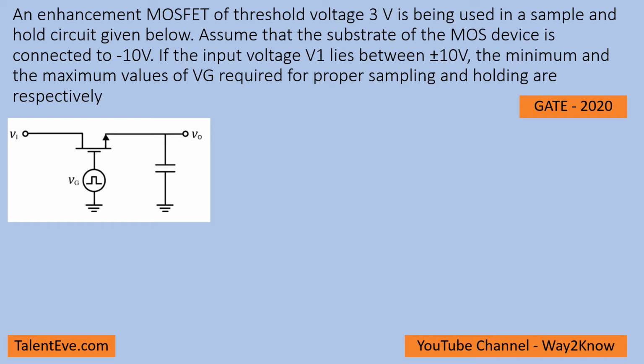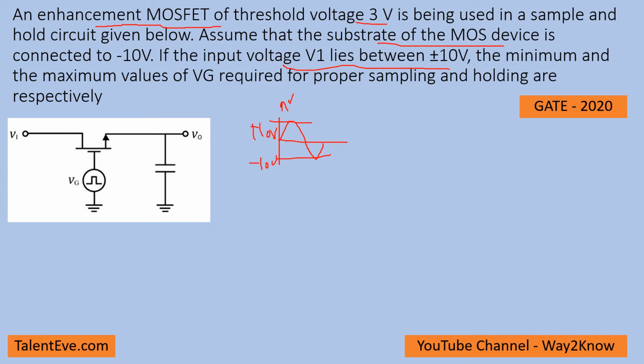So basically what is given is an enhancement mode MOSFET which has a threshold voltage of 3 volts, used in a sample and hold circuit, and the substrate of that MOS device is connected to minus 10 volts. There is an input signal V1 which lies between minus 10 to 10 volts. That means there is an input voltage here, where this is minus 10 volts and this is plus 10 volts, V1.